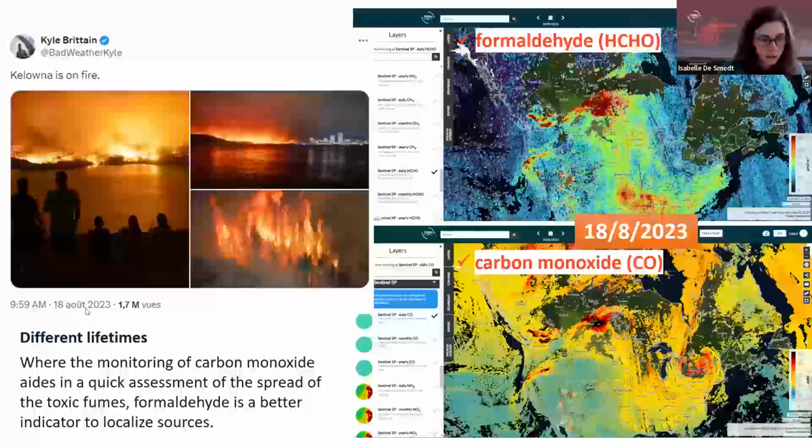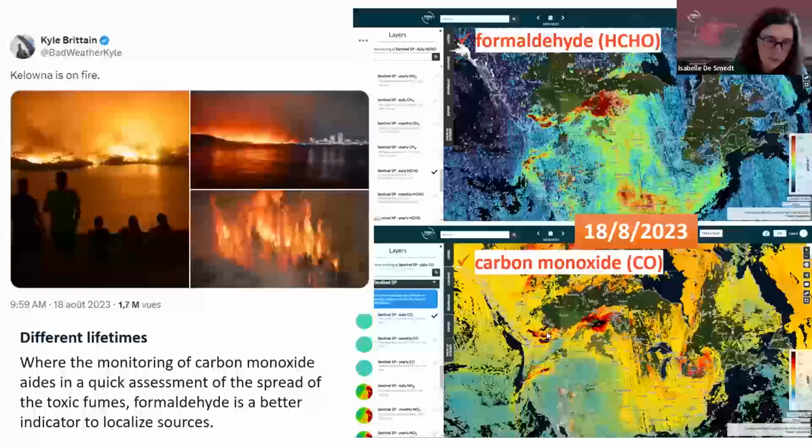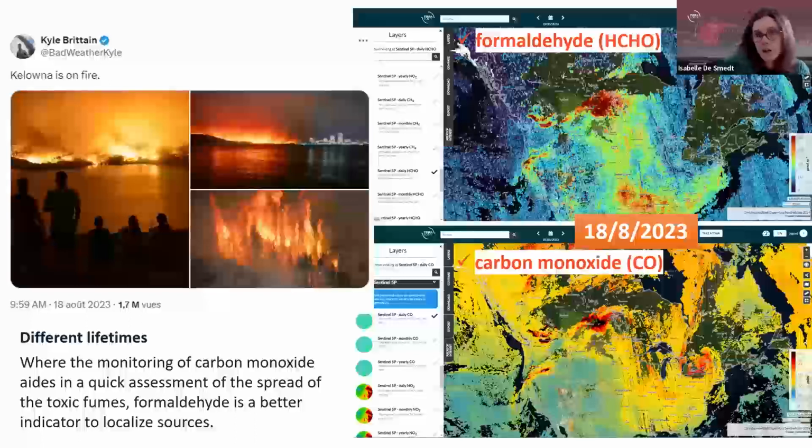This is another example of the same fire, but a few weeks later. This was in August, when another severe fire happened near a popular lake in Canada. And here again, you can see a simultaneous observation of very large formaldehyde and CO columns on this day. The advantage is that the lifetimes of formaldehyde and CO are quite different. The lifetime of CO is about several months, while for formaldehyde the lifetime is only a few hours.